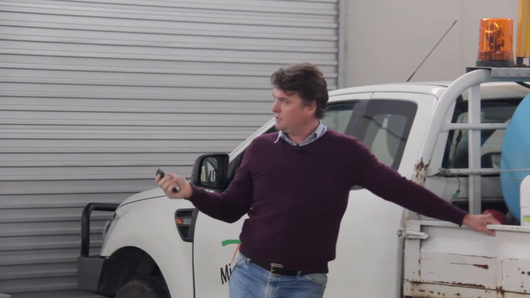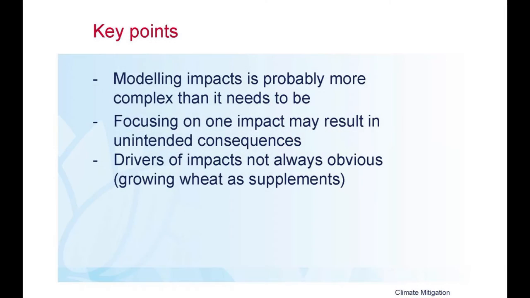So the key points here are that, you know, it's complex. It's probably more complex than it needs to be, but that's the framework that people have implemented up until now. Focusing on one impact, if you're using this, may actually result in unintended consequences. So it's all about trade-offs. What's more important? What are you actually going to do? Does it matter if you reduce your land use, but then you start putting out more greenhouse gases? So it's weighing all these things up. So it allows you to actually consider these trade-offs.